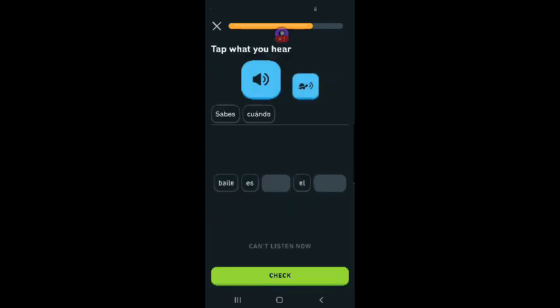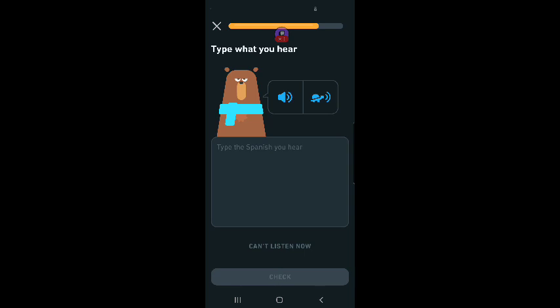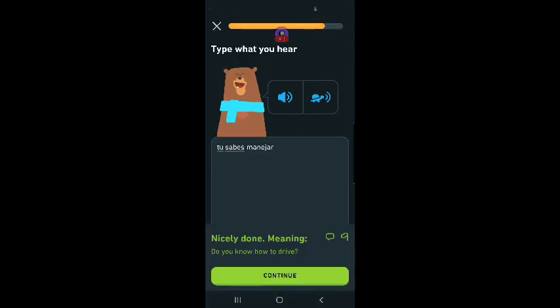¿Sabes cuándo es el baile? Do you know when, where the dance is, I guess? When the dance is? I did it. ¿Tú sabes manejar? Do you know how to drive? Manejar. Yes, I know how to drive.